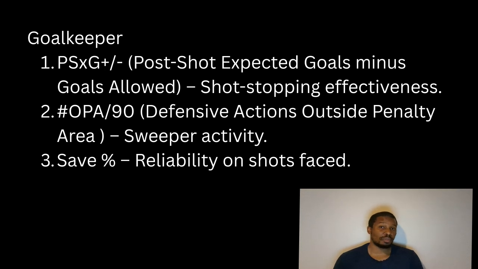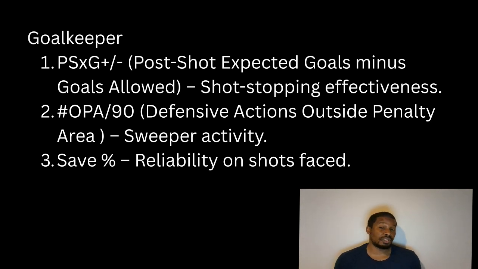Another metric that will be useful for goalkeepers is PSXG. Now that is the post-shot expected goals. So how many shots are goalkeepers facing, and of those shots, how many does the metric think should have been goals? So for example, if a goalkeeper has conceded 5 goals, but their PSXG is 10, then we know that they've saved 5 more shots than they should have.